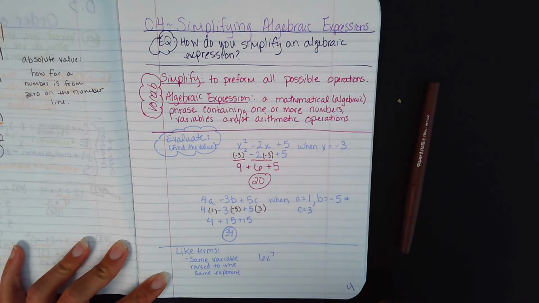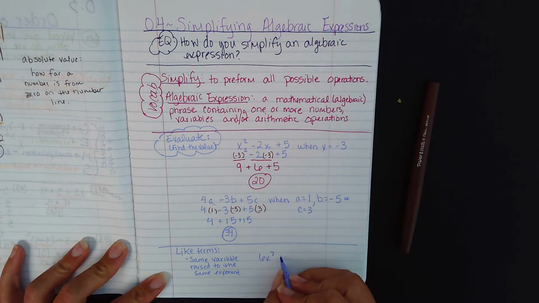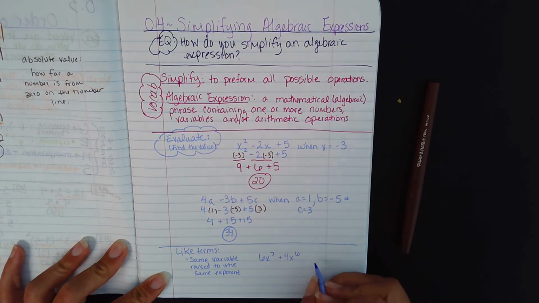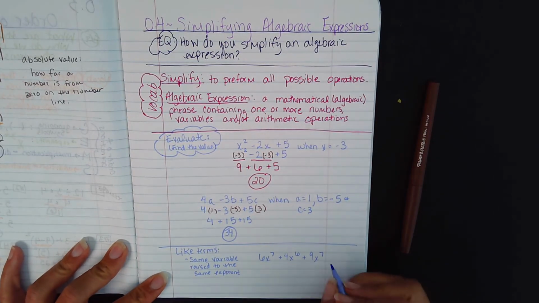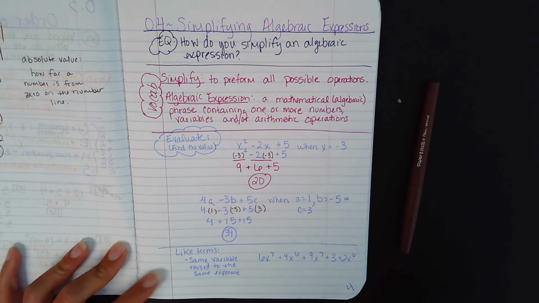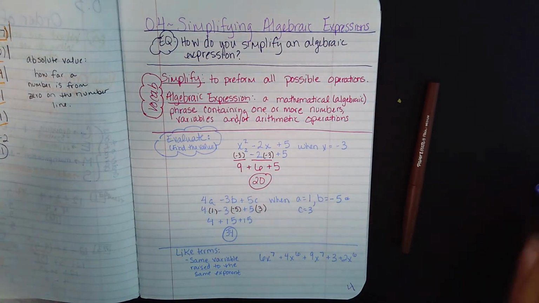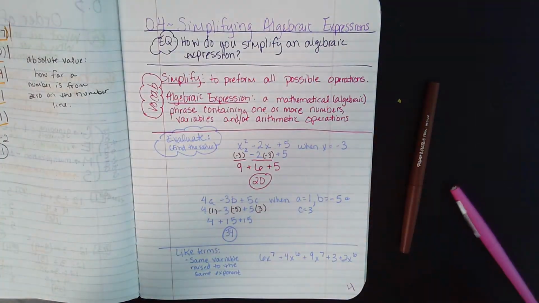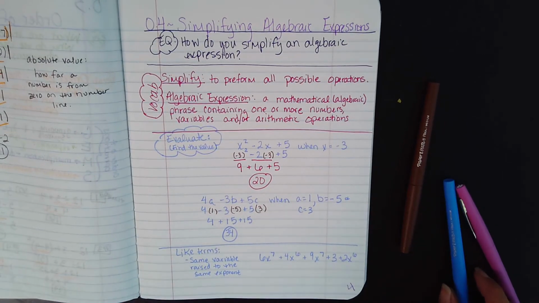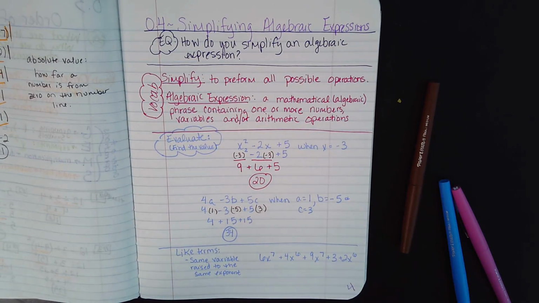6x to the 7th plus 4x to the 6th plus 9x to the 7th plus 3 plus 2x to the 6th. Now, I'm a very visual person, and I like to break things down and make them a little bit easier. So anytime I'm looking for like terms, you can use different colors or you can use different shapes to just organize them.